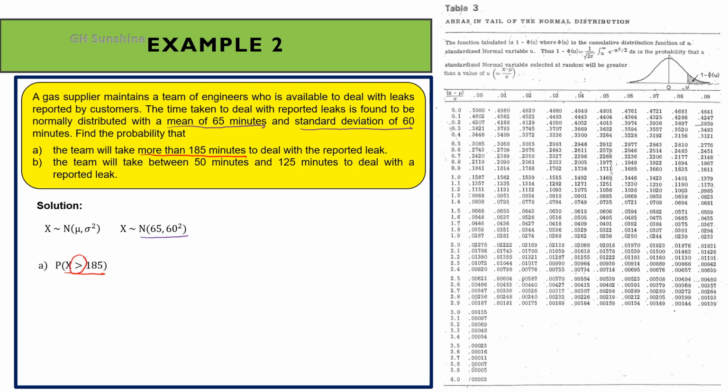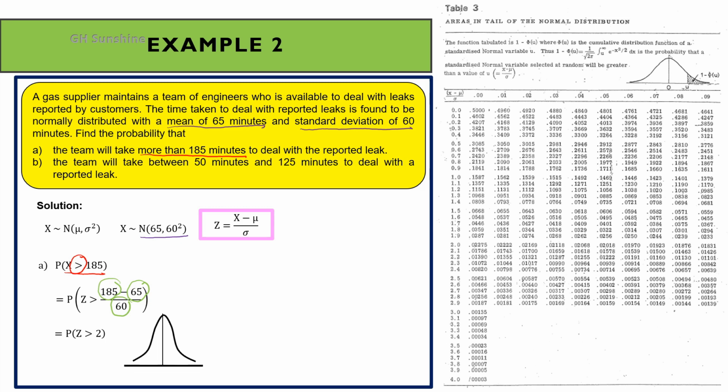The symbol used is like this. And then X transforms to Z, so Z equals X minus mu over sigma. Using this formula, transform to Z. Substitute the X value equal to 185, mu equal to 65, and the standard deviation sigma equal to 60. Calculate, so Z is greater than 2.